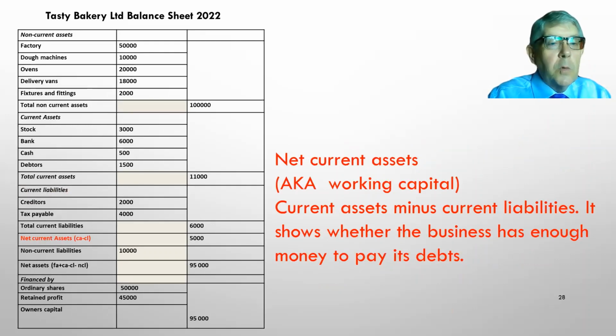Net current assets, also known as working capital, this is current assets minus current liabilities. It shows whether the business has enough money to pay its debts.